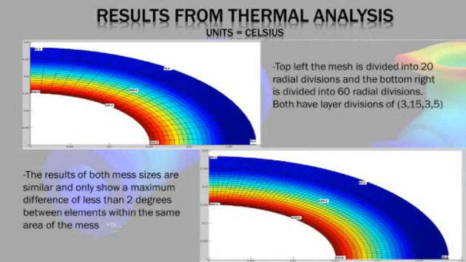Here we compare the temperature distribution of 2 plots with different mesh sizes. The upper left has 20 radial divisions, where the bottom right has 60 radial divisions. You can notice that the temperatures gradually increase from the bottom right to the top left due to the insulated boundary condition. The results of both mesh sizes are similar and only show a maximum difference of less than 2 degrees between elements within the same area of the mesh.